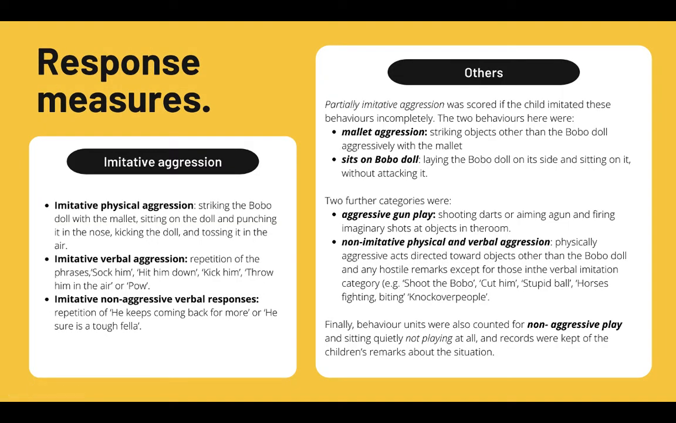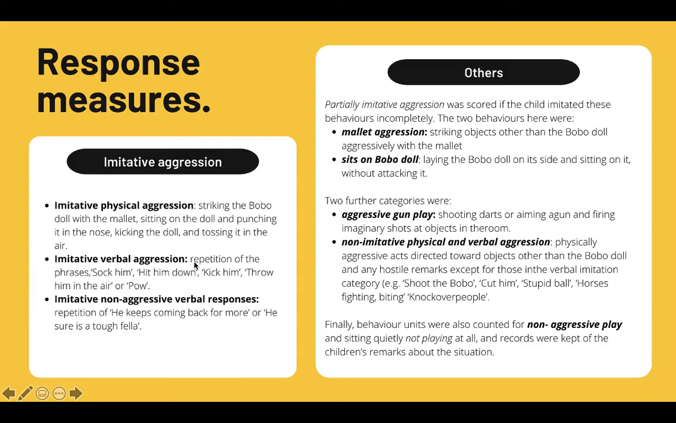Okay, what are they measuring? Okay, so 1, they are measuring imitative aggression, whether they imitate physical aggression. So these are the things that the model did. Okay, striking the bobo doll with a mallet, sitting on it, punching it in the nose, kicking the doll, tossing it in the air. So if the child does the exact same thing here, that would fall under imitative physical aggression.